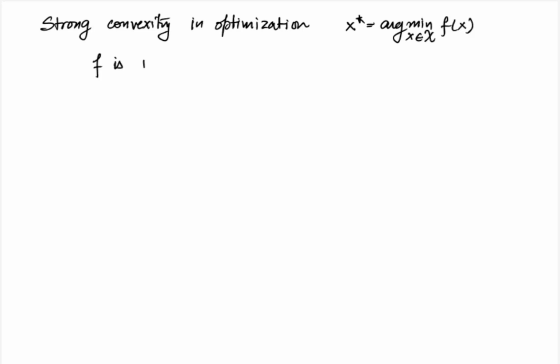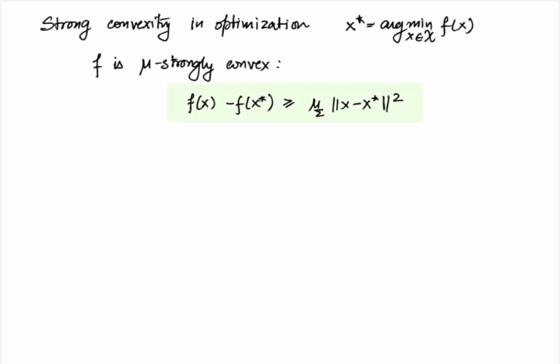Next, let us look at the implications of strong convexity on optimization problems. Consider an optimization problem of the form x star is equal to argmin of x in calligraphic x, f of x. For a mu strongly convex function f, we have that f of x minus f of x star is greater than or equal to mu by 2 norm of x minus x star square.